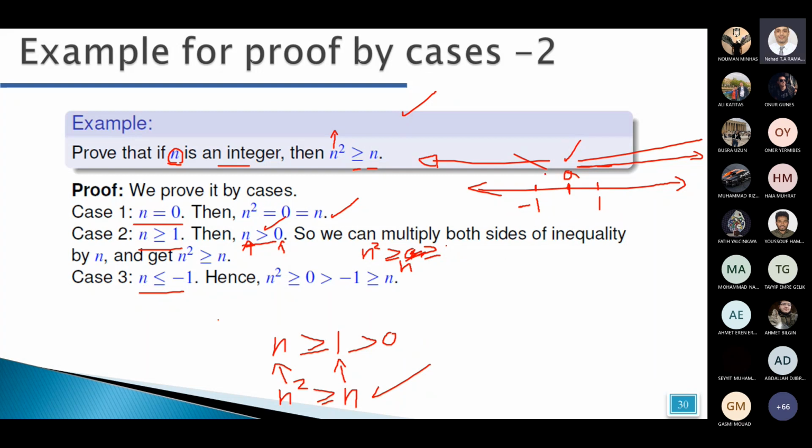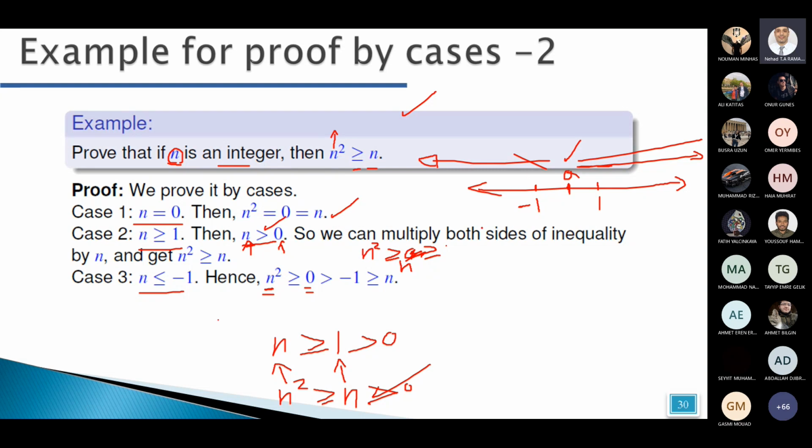Now the opposite. When n is less than or equal minus 1, we said that n to power 2, from here, this is more than 0, okay, n to power 2 is more than or equal 0. Why more than or equal 0?